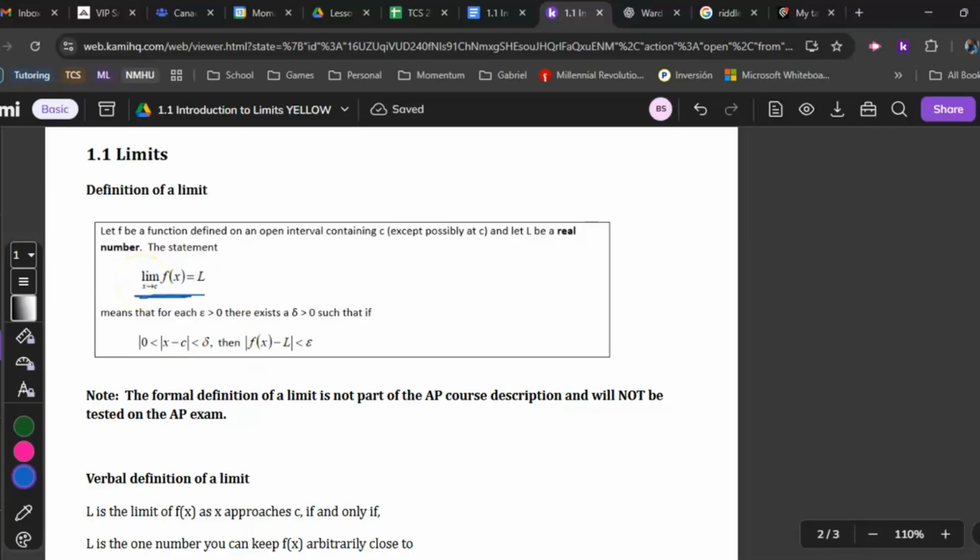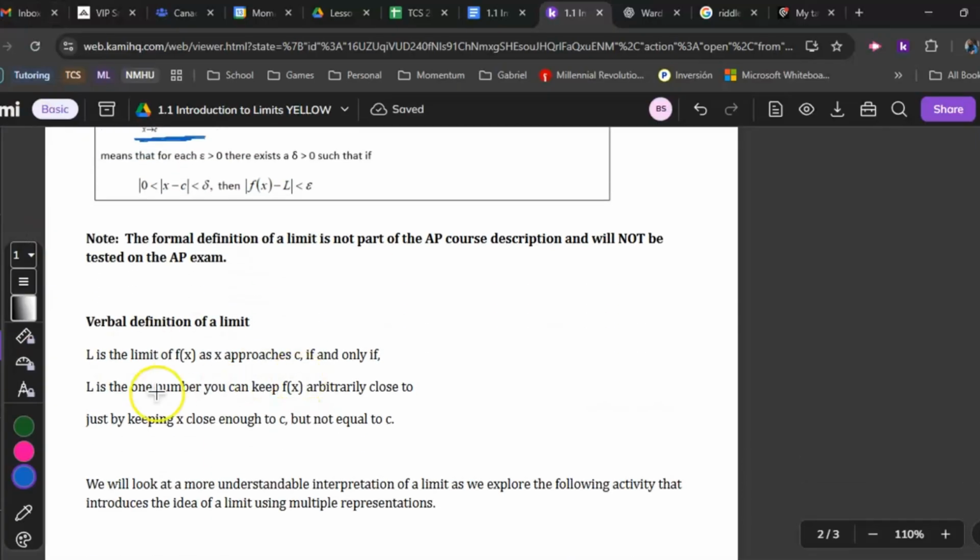Guys, this is the part that we're going to care about, and I'm going to focus on that right now, okay? So, the way that I read that is the limit as x approaches c of f of x equals the limit, whatever that value is, okay? So that's what's going to be important here. So if we go down here and look at the verbal definition, okay? L is the limit of f of x as x approaches c if and only if L is the only number you can keep f of x arbitrarily close to just by keeping x close enough to c, but not exactly equal to c. That's a mouthful, right?